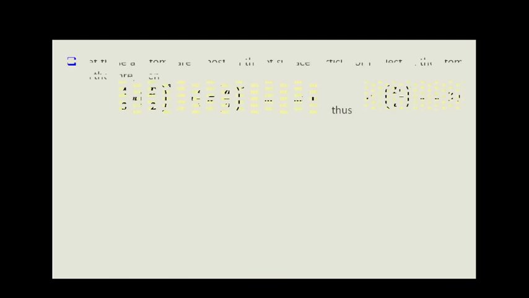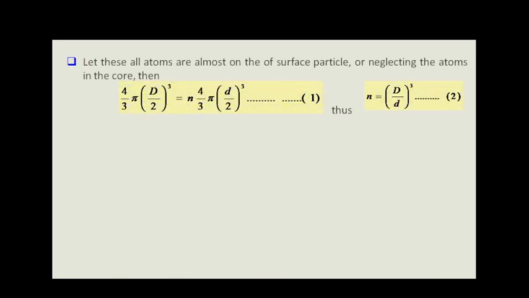So, ultimately I would like to compare the particle's surface, which is made up of all n number of atoms. Let us say all atoms are almost on the surface, because as it is in the nano phase, naturally the atoms will be larger in number on the surface compared to the core atoms. And suppose there are some core atoms, let us neglect them.